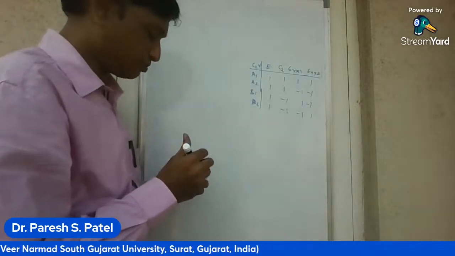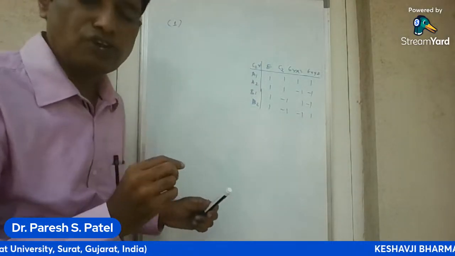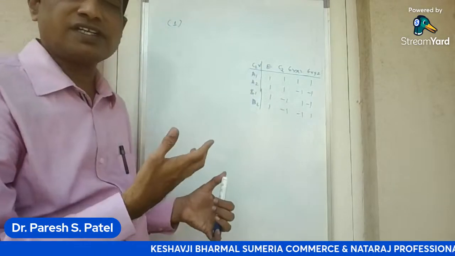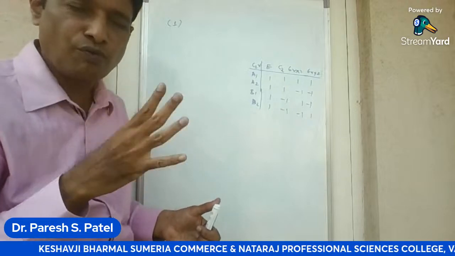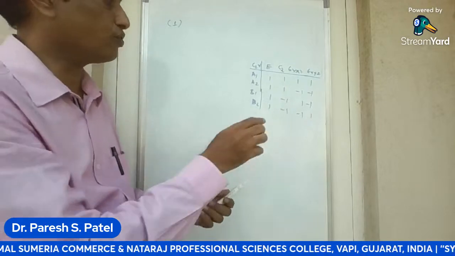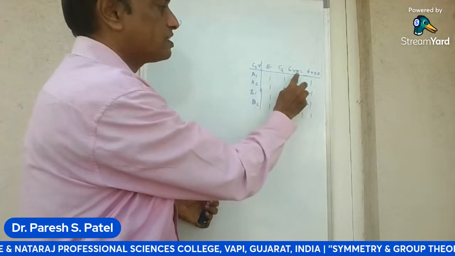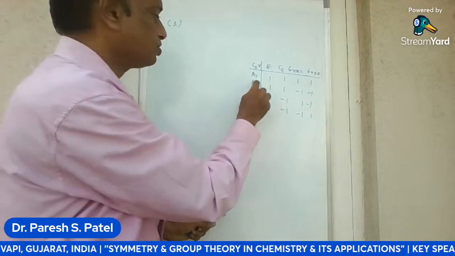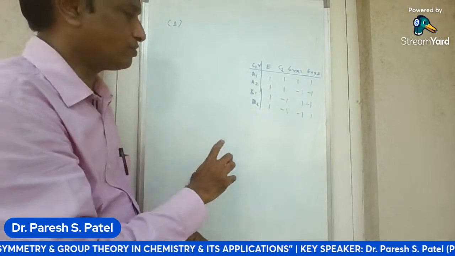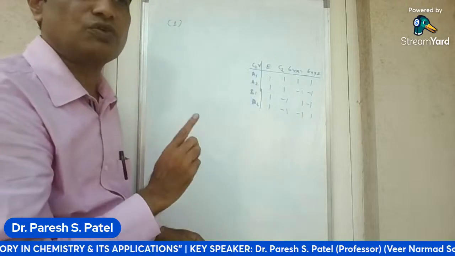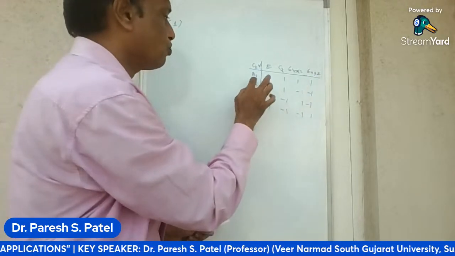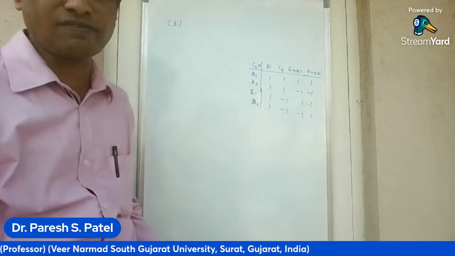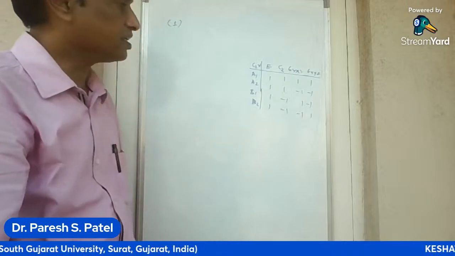So the first characteristic of the irreducible representations: the number of irreducible representations is equal to the number of classes. In case of the water molecule, we already discussed in the previous lectures that it consists of four symmetry elements and the number of classes is also four. First one is identity, second is C2, third is sigma vxz, and fourth is sigma vyz. So the number of classes is equal to 4, which means the number of irreducible representations should be equal to 4: 1, 2, 3, 4.